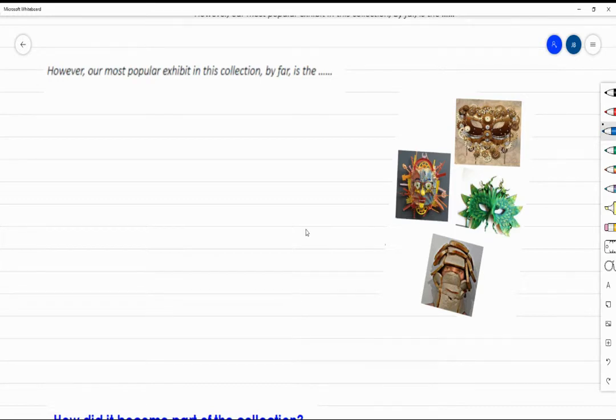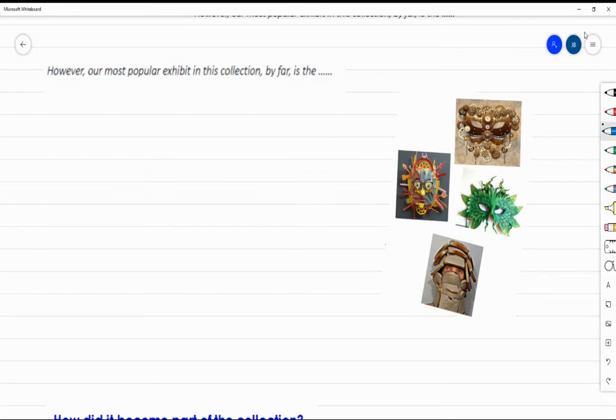Okay then, Saturn class, we're going to move on now with our writing part of our lesson, and we're going to look at collecting some information because we're going to complete the last paragraph. And if you remember, the last paragraph starts off with, however, our most popular exhibit in this collection is by far the... We're not really sure, so we're going to use our imaginations. And I've got some pictures here, but you might think of your own mask. But what I'm going to do is have a little play with some of these images to see if I can work out a good mask name here.